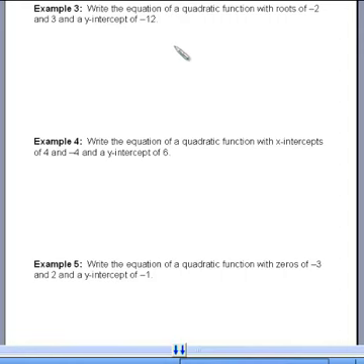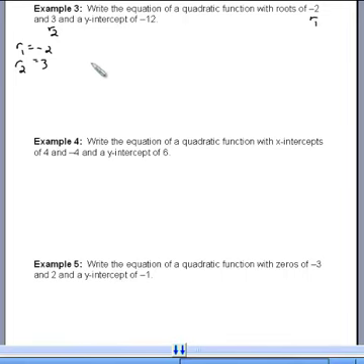So write the equation. Now we're given some information, and we're expected to write the equation. It has roots of -2 and 3, so this would be r1. This is r2, and the y-intercept is -12. Okay, so if you want to write that over here, you can do that. Root 1 is -2. Root 2 is 3.